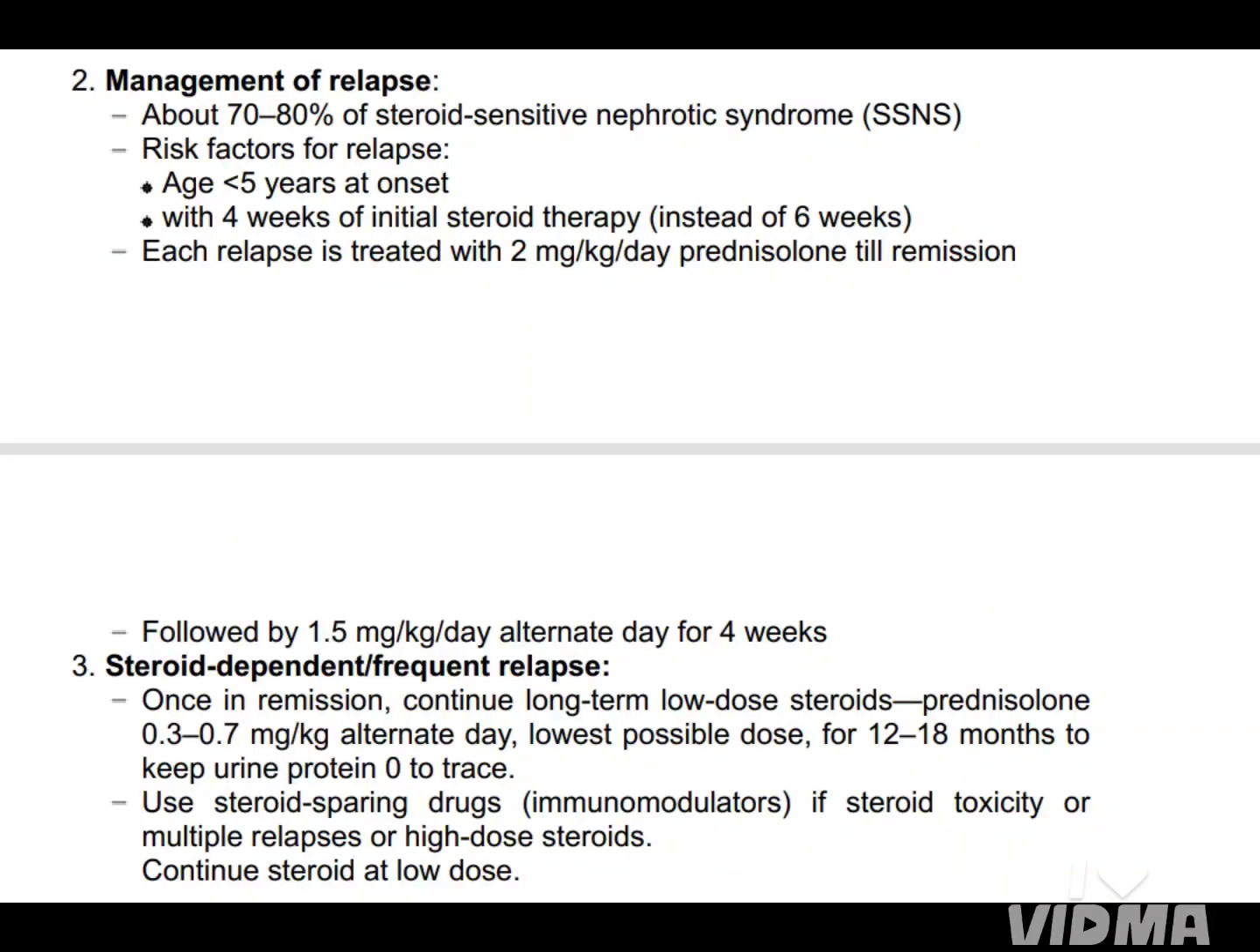Treatment for relapse: start prednisolone 2 mg per kg per day till remission, followed by 1.5 mg per kg per day on alternate days for 4 weeks. For steroid dependent or frequent relapse, the duration of treatment is increased up to 12 to 18 months to keep urine protein 0 to trace, and steroid doses are decreased to 0.3 to 0.7 mg per kg alternate day, the lowest possible dose. For the long term, use steroid sparing drugs, immunomodulators, if there is steroid toxicity, multiple relapses, or high dose steroids. Continue steroid at a low dose.